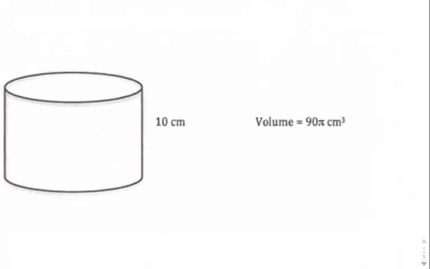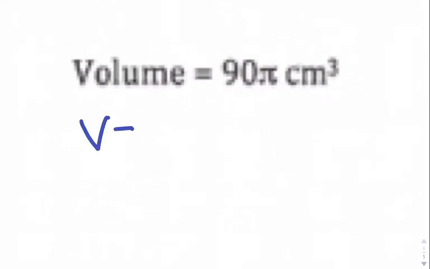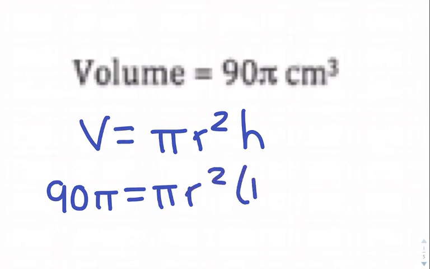Okay, volume equals 90 pi centimeters cubed. So I know this is a cylinder. It does not tell me my radius, so that's what I'm going to solve for. 10 is your height. So the volume of a cylinder equals pi r squared times h. The volume gives you 90 pi. We're solving for our radius and the height is 10.